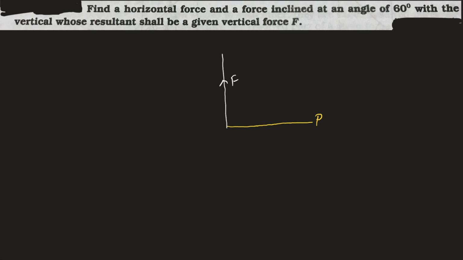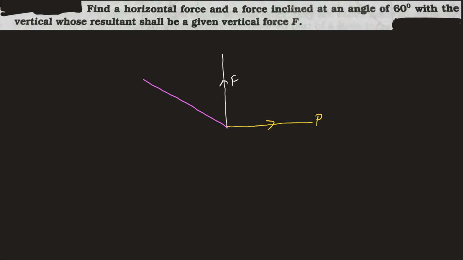So, the force that is inclined at an angle 60 degree could have two orientations. One could be in this direction, other could be in this direction, but here in this question it is clearly mentioned that the resultant shall be in the vertical direction. So, if resultant is in the vertical direction, then the forces are present on either side. One force is in this direction, like this force P in the horizontal direction, other will be on the other side.